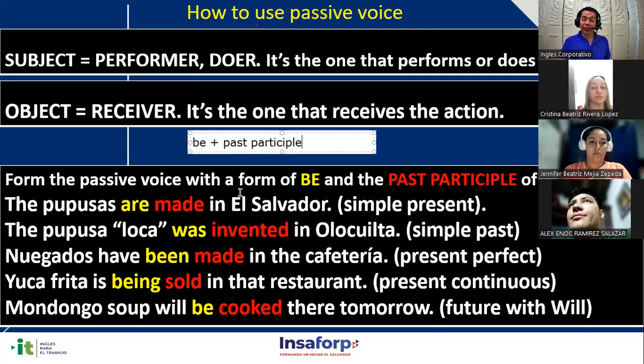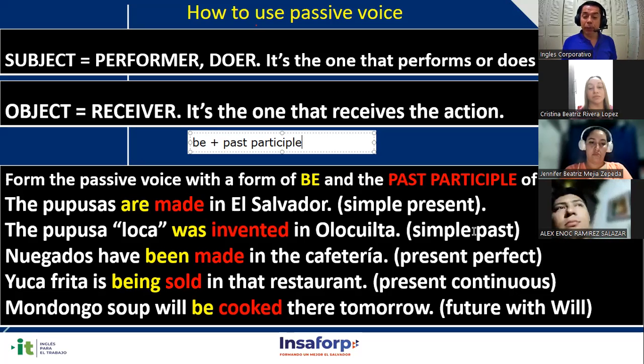But pay attention to this. Solo quiero que presten atención a esto. Are is simple present. Right? So, the verb to be, in the past participle form, we use simple present too, right? Si la voz activa está en presente, la voz pasiva también está en presente, okay? Si la voz pasiva está en presente, la voz activa está en presente y viceversa, ¿ok?